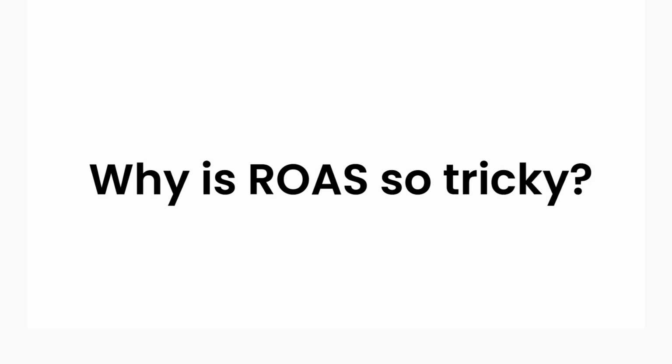ROAS is tricky because it can be hard to attribute the revenue directly to the ad that it came from. And what this means is that it can be hard, especially with long nurture sequences, to see someone came in from this ad, and then over the next 3 to 4 weeks, they went through a nurture sequence and ended up converting. So that money should be attributed to that ad, but it's very difficult in a lot of systems.